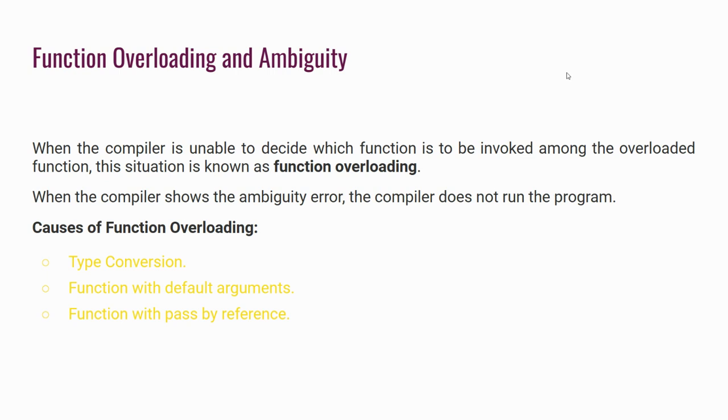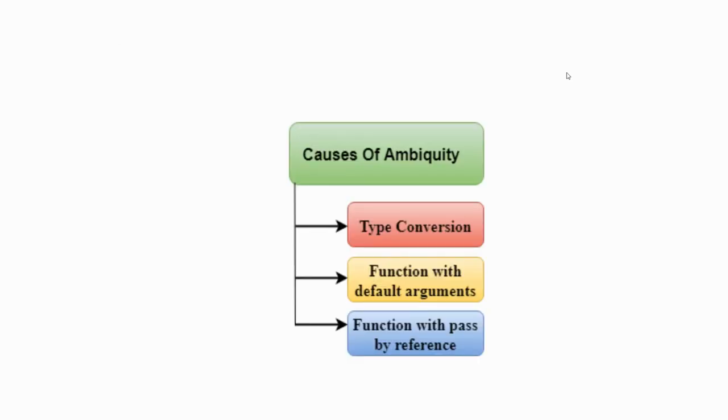Function overloading and ambiguity. When the compiler is unable to decide which function is to be invoked among the overloaded functions, this situation is known as ambiguity. When the compiler shows the ambiguity error, the compiler does not run the program. These are the causes of ambiguity: type conversion, function with default arguments, function with pass by reference.